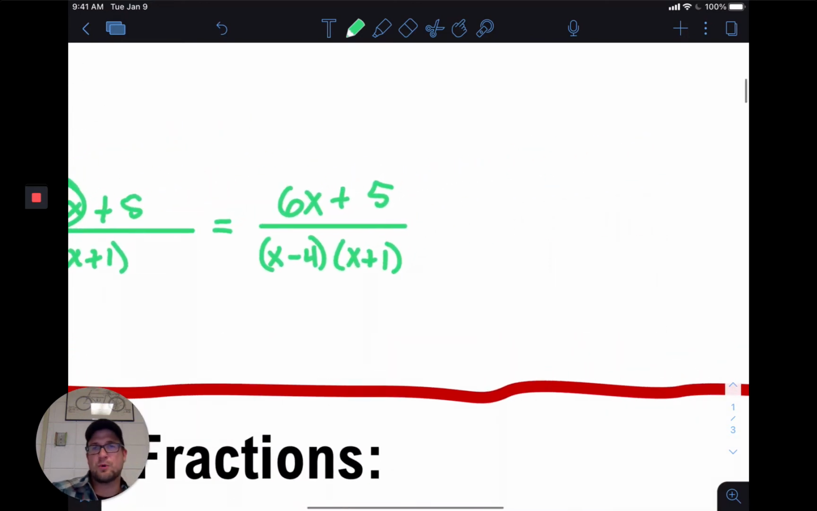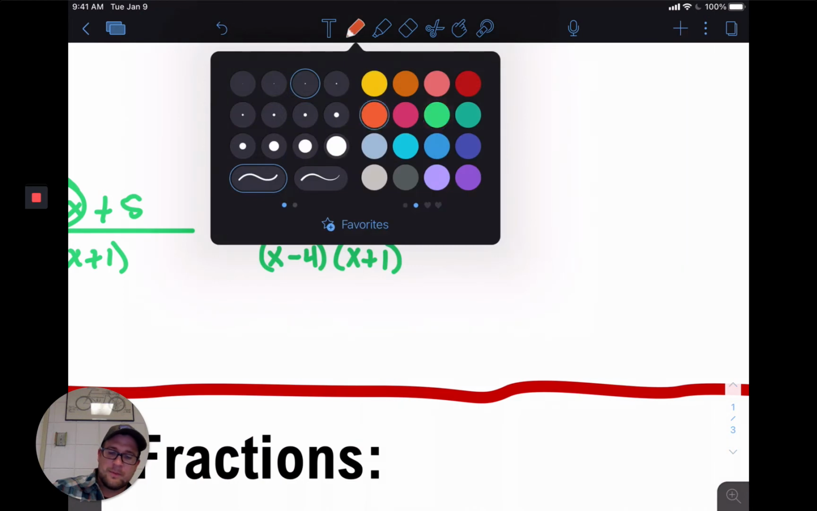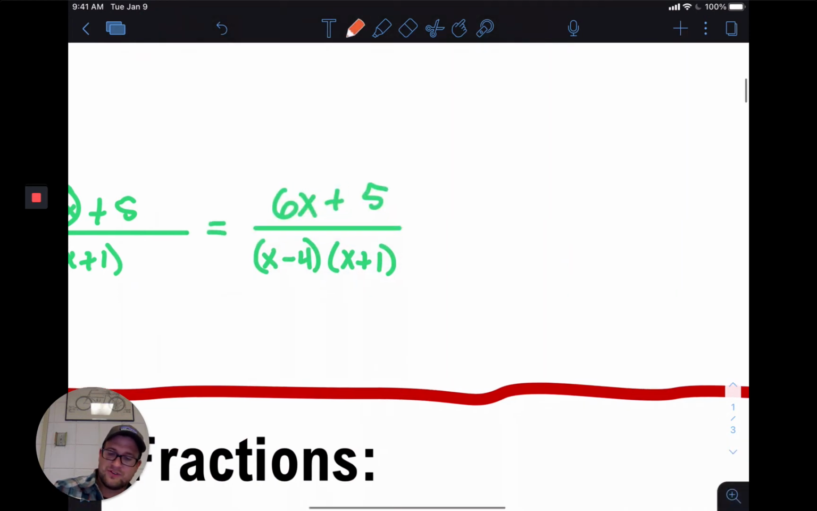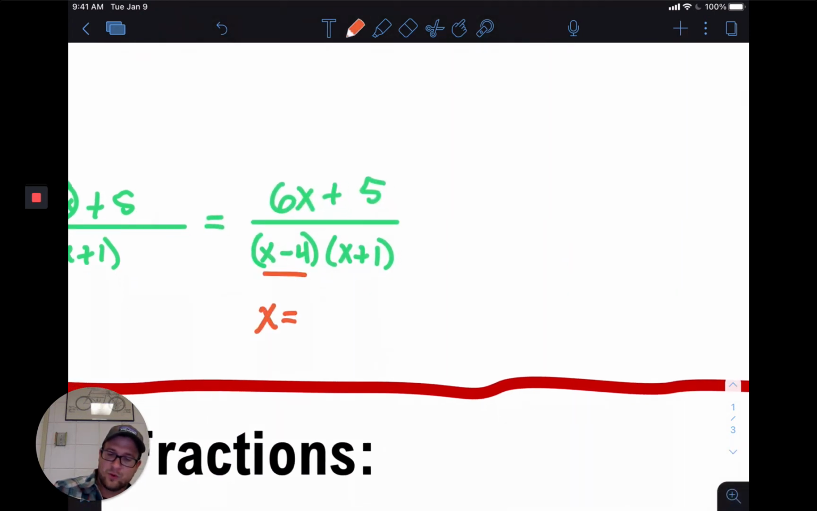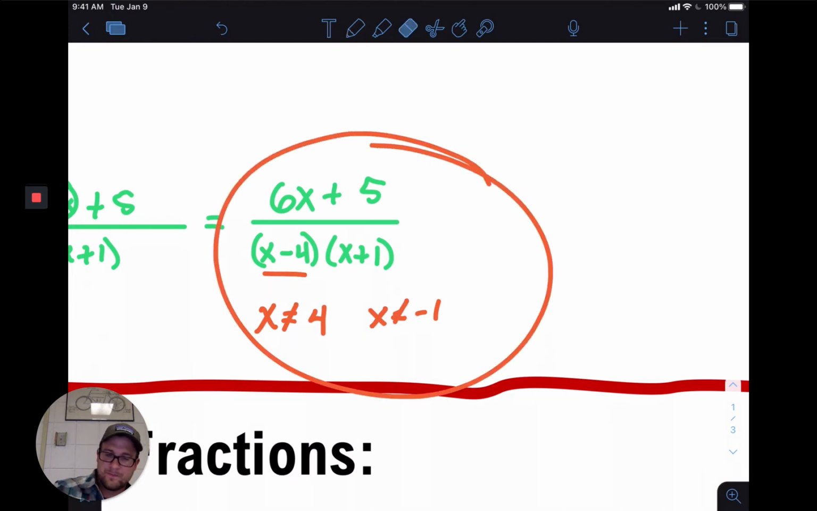Now, our numerator cannot be factored any further, so that's good. Less work for us to do. And we just need to restrict our domain. So, of course, the numbers that will make our denominator equal to 0 would be if x was equal to 4. So we're going to make sure that doesn't happen. And if x was equal to negative 1, again, we'll restrict that as well. Making this our final answer.